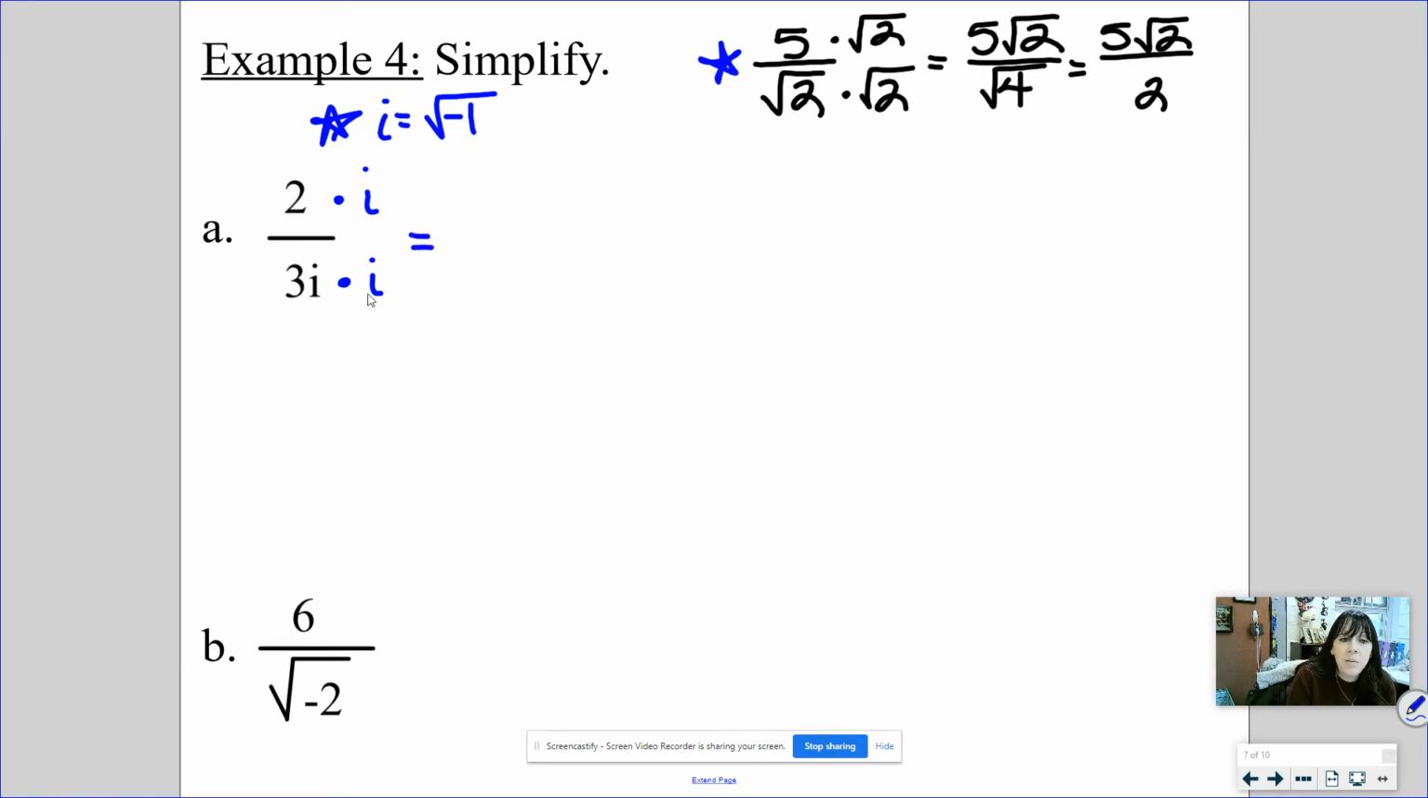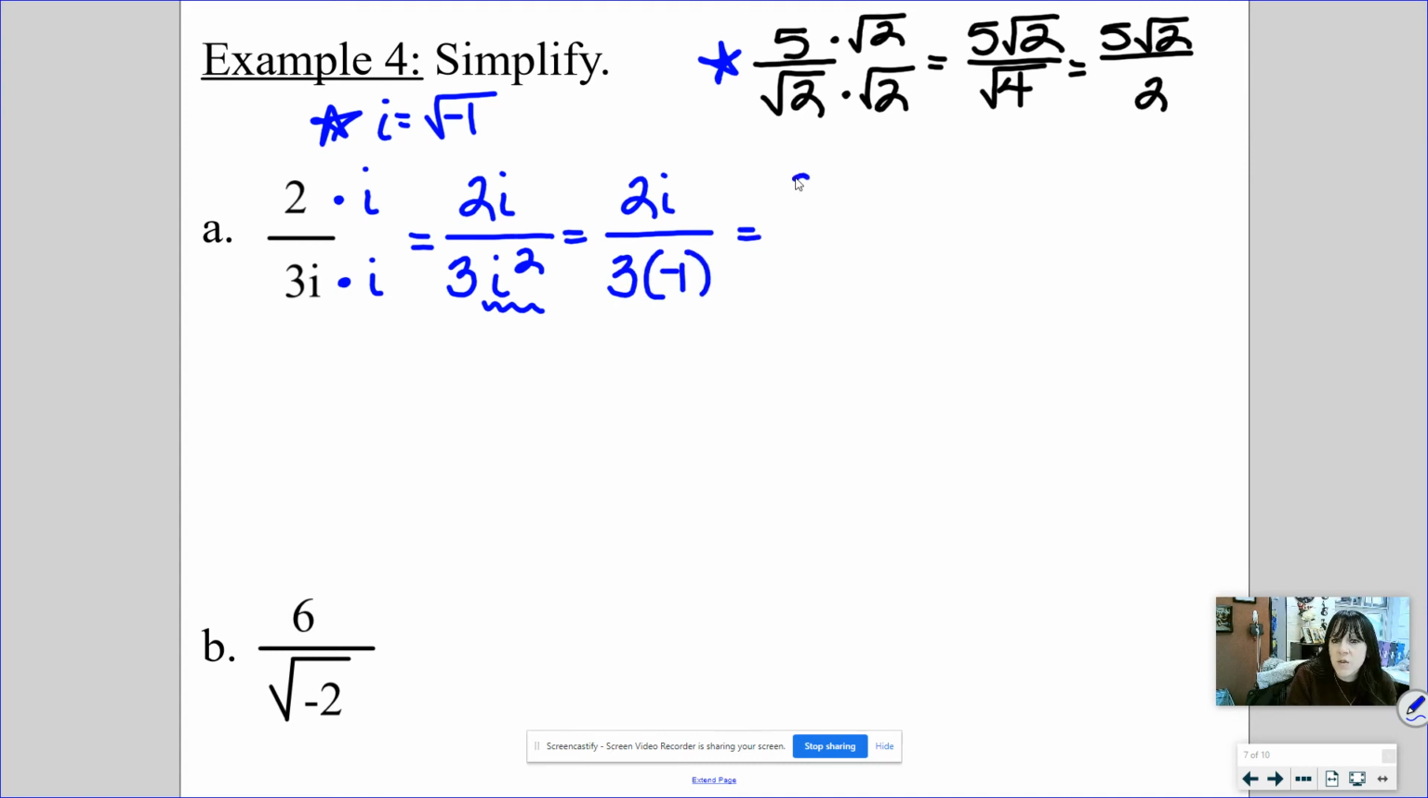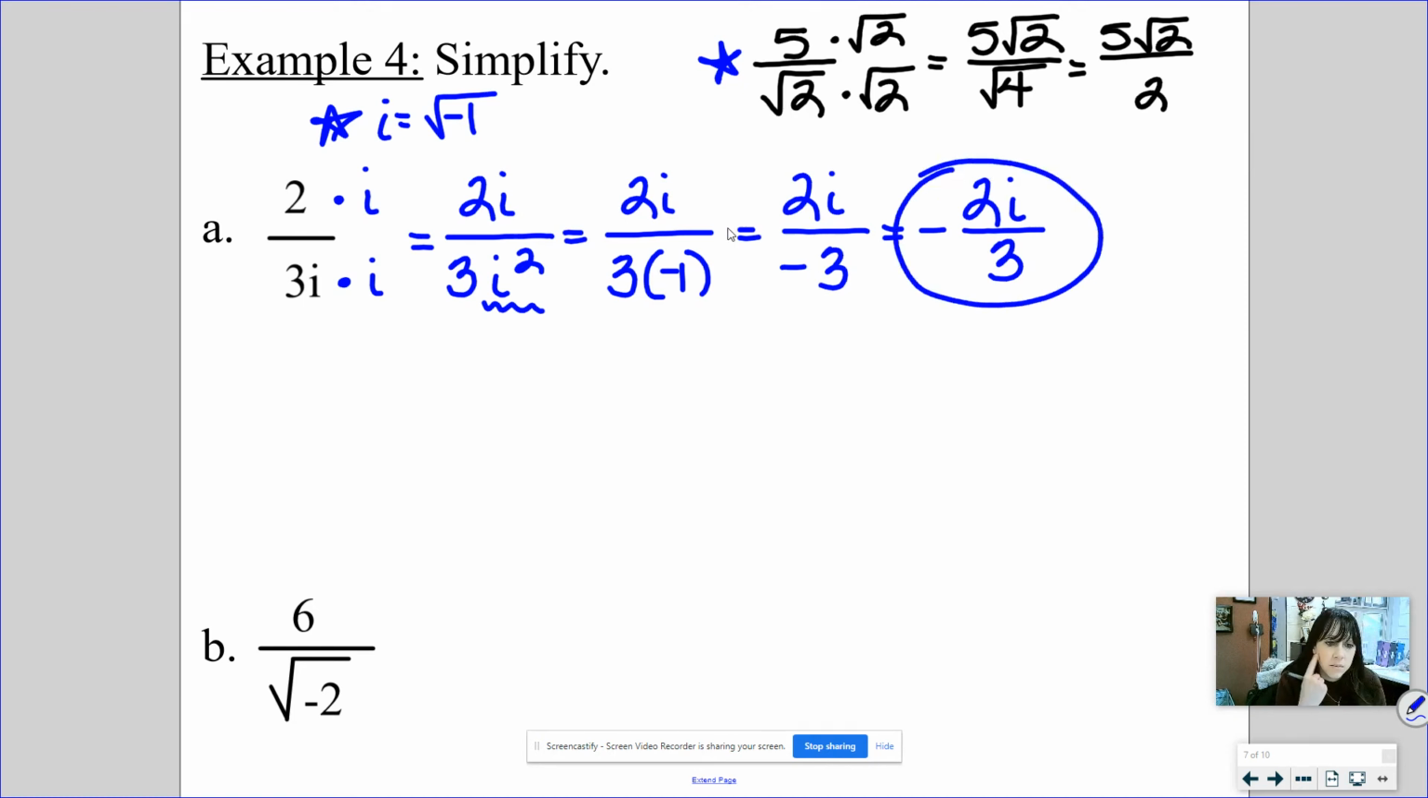So I'm going to multiply the top and the bottom by i, and then I'm just going to simplify in steps. So the top would be 2i, and the bottom would be 3i squared. And then we're going to remember that, oh yeah, i squared is -1. So let's make that change. And then we have successfully removed the radical or the imaginary number out of the denominator. I am going to do one extra little step that's not completely necessary, but I think it makes it look nicer if you move the negative to the front.